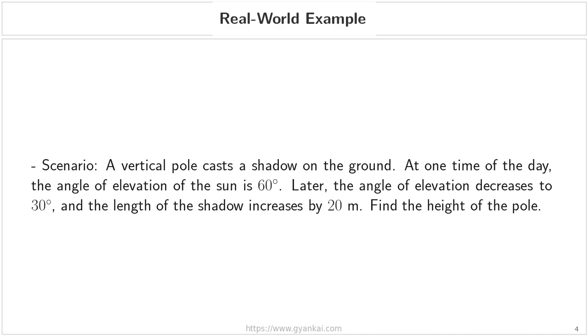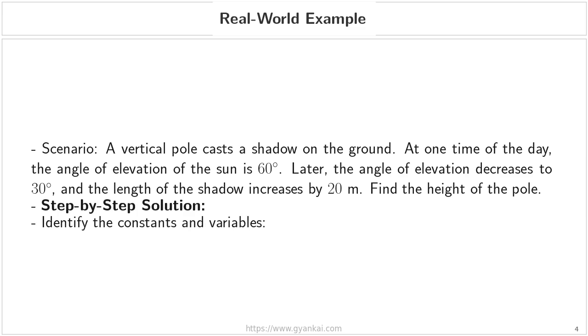Real-world example. Take a look at this scenario. Imagine a vertical pole standing on the ground, casting a shadow. We are observing this at two different times. At the first instance, the angle of elevation of the sun is 60 degrees. As the day progresses, the sun moves lower in the sky, and the angle of elevation decreases to 30 degrees. We are also told that because the sun is lower, the shadow has lengthened, specifically increasing by 20 meters. Our goal is to determine the actual height of this pole.